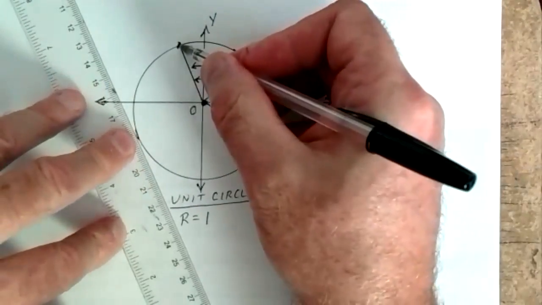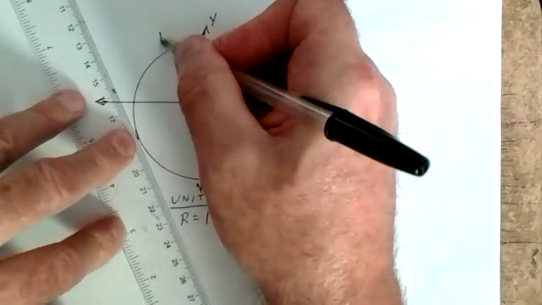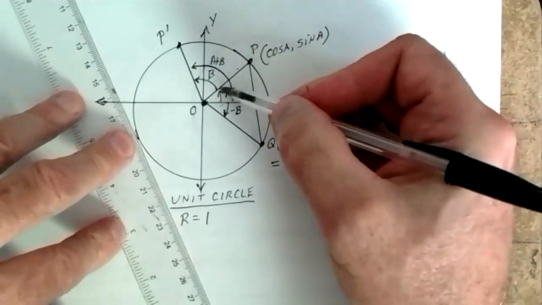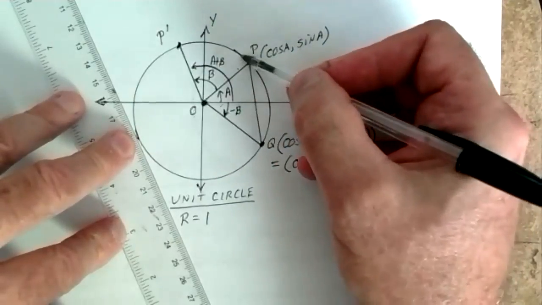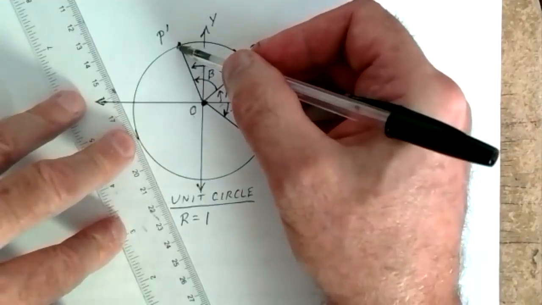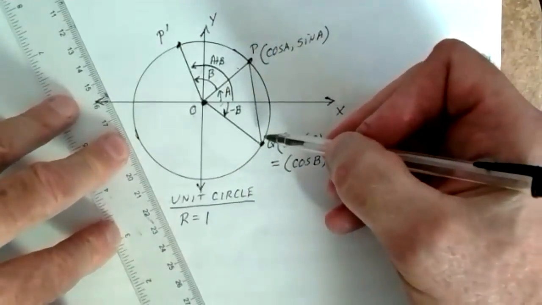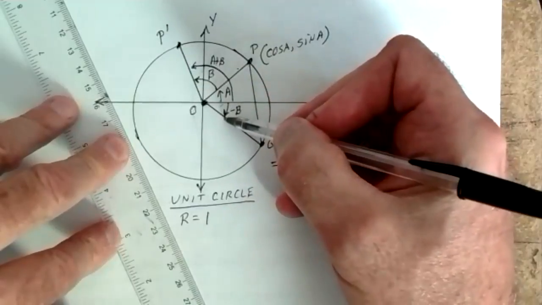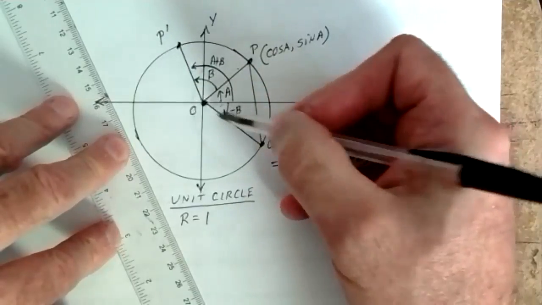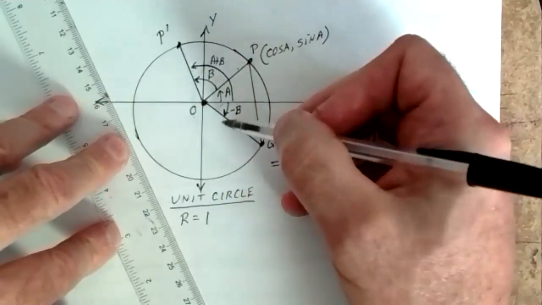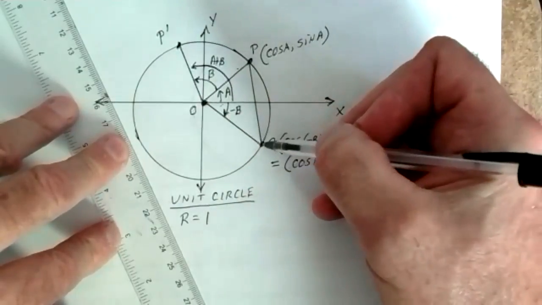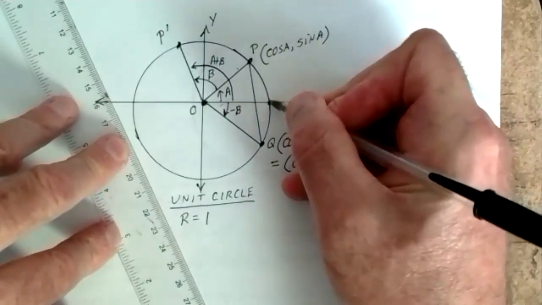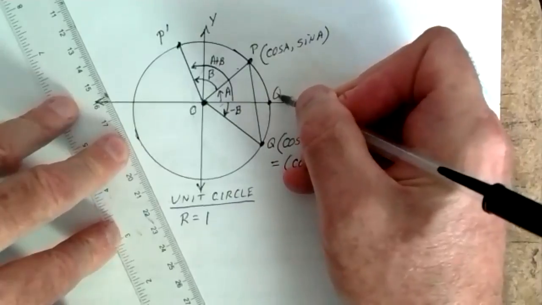I'm going to call this point up here point P prime, because when I rotate angle A B degrees more, this point P is going to move around the unit circle and join up with this point P prime. Likewise, if I rotate angle A B degrees more, this side of this triangle here is going to rotate B degrees. So this point Q is going to rotate up here and going to become point Q prime.